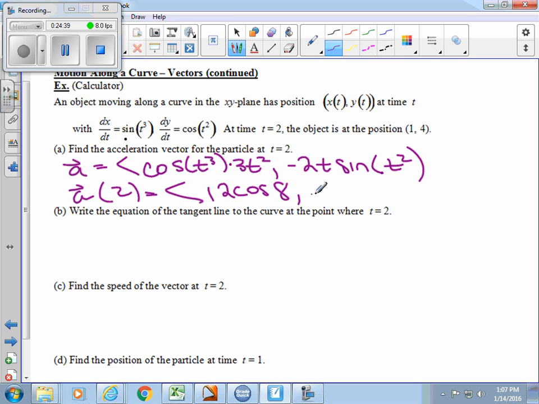Negative 4 sine of 4. So either that or the decimal equivalent would be awesome. Right?